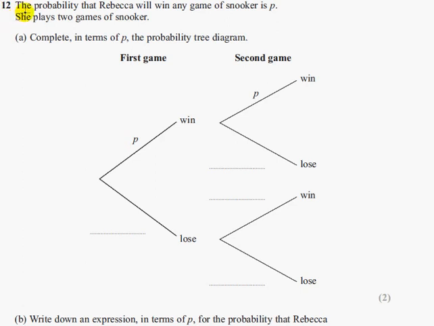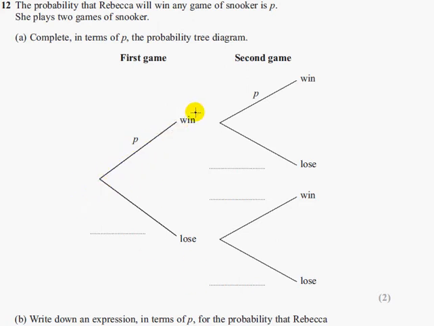Question 12. The probability that Rebecca will win any game of snooker is P. She plays 2 games of snooker. Now part A says complete in terms of P the probability tree diagram. Okay, so this is her first game. She can either win or lose.